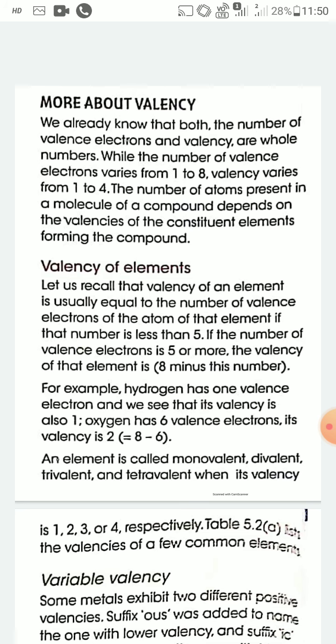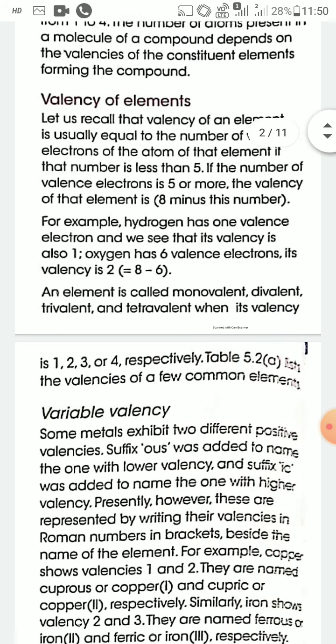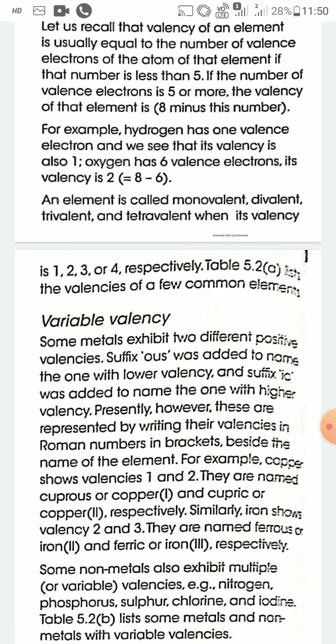And depending on the valency of an element, elements are called monovalent, divalent, trivalent, tetravalent. When valency is 1, the element is known as a monovalent element. If valency is 2, it is a divalent element. If valency is 3, a trivalent element. If the valency of an element is 4, then it is known as a tetravalent element.